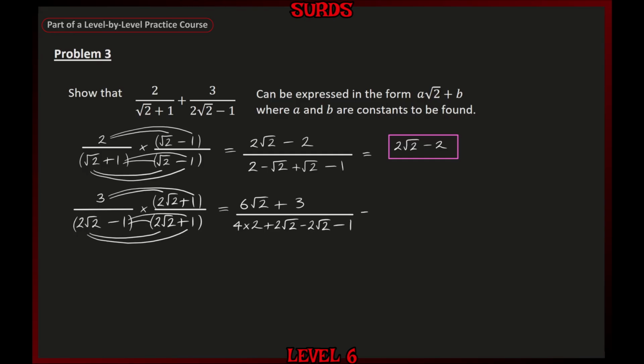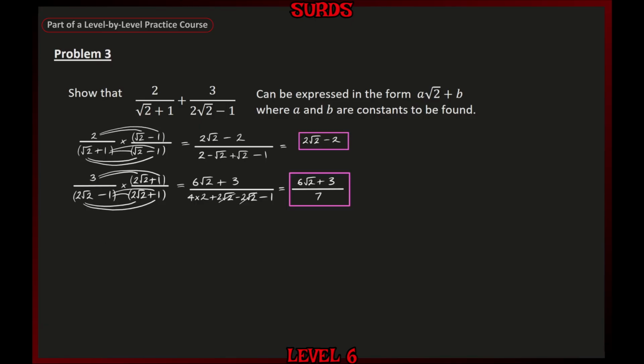Now the numerator here can't be simplified at the moment, so we just have 6 root 2 plus 3, but the denominator can be simplified because again, the 2 root 2 and the minus 2 root 2 are going to cancel out. And this leaves us with 4 times 2, which is 8, minus 1, which is 7. Now, because neither 6 nor 3 share any common factors greater than 1 with 7, we can't simplify this fraction anymore. So 6 root 2 plus 3 over 7 is equivalent to our second fraction.